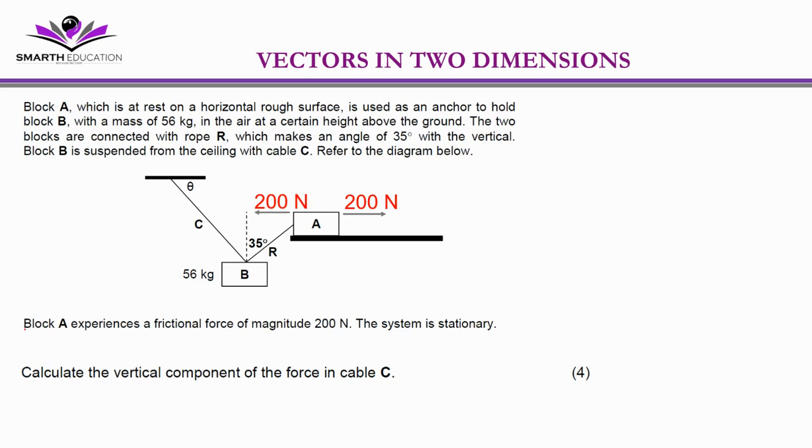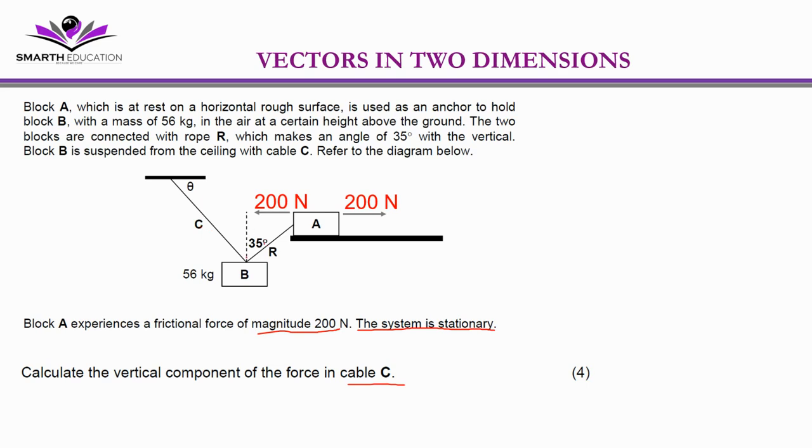And then we're given the information that block A experiences a frictional force of 200 newtons and the system is stationary. Calculate the vertical component of force in cable C. Right, so now we have the vertical component of force C and the vertical component of force R.